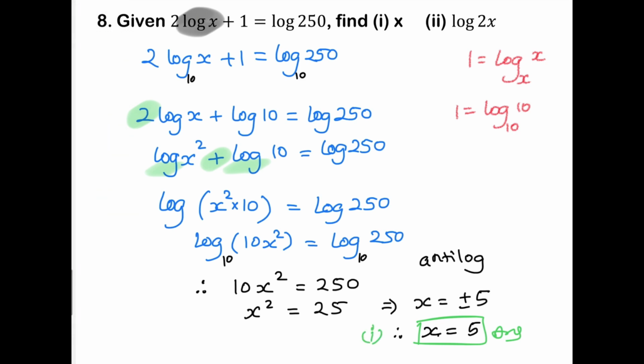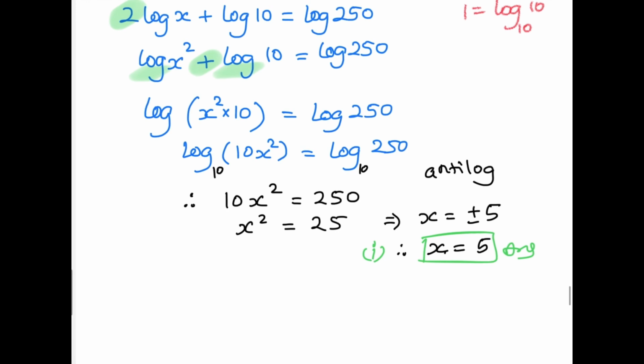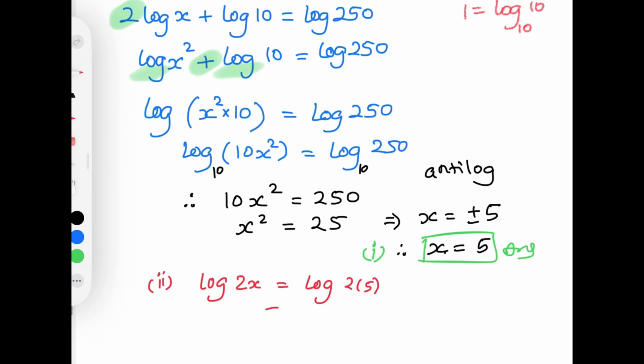In the second answer, we have to find the value of log 2x. So getting the value of x, we can solve the value of log 2x, that is log 2 times 5, which is log 10. So log 10 with the same base is 1. So answer for the second question, log 2x is 1.